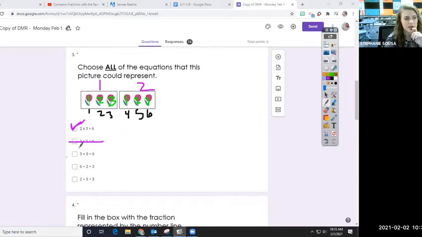3 plus 3 is also correct. This group of 3 plus this group of 3, that is repeated addition. 6 divided by 2, yes, there are 6 flowers divided into 2 groups, gives us 3 flowers in each group. 2 plus 3 equals 5. No, those are not equal groups. So there were 3 possible answer choices for this one. Okay.